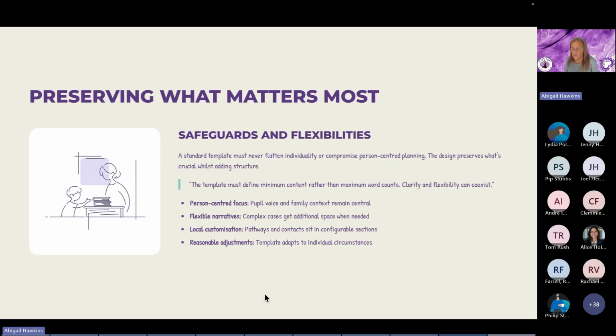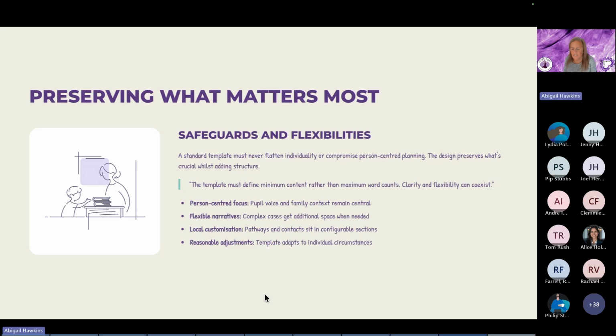It can be the page where the child draws out what their ideal school day looks like, and whether that's writing or whether it's a video or whether it's a picture is what they want to present it as. I don't think we have to define it that far. We can still have it person-centred. And I've put there the template must define minimum content rather than a maximum word count, because I see, certainly when we're doing reviews these days, what some local authorities are asking us to do is, oh yeah, review this section, you've got 300 words.